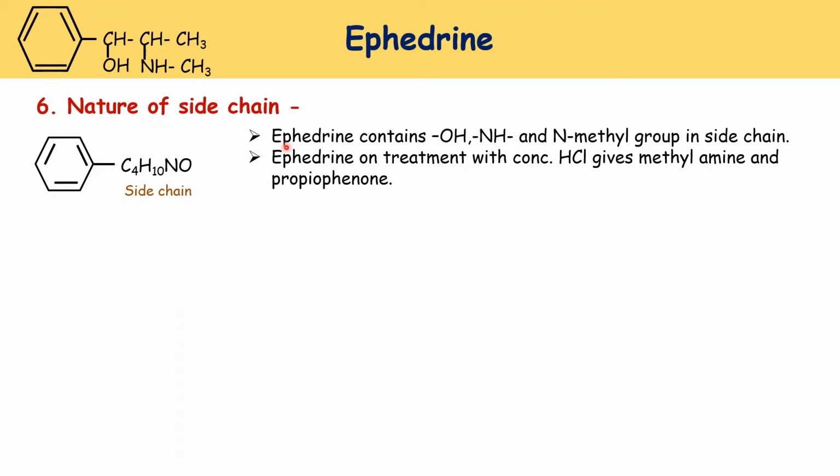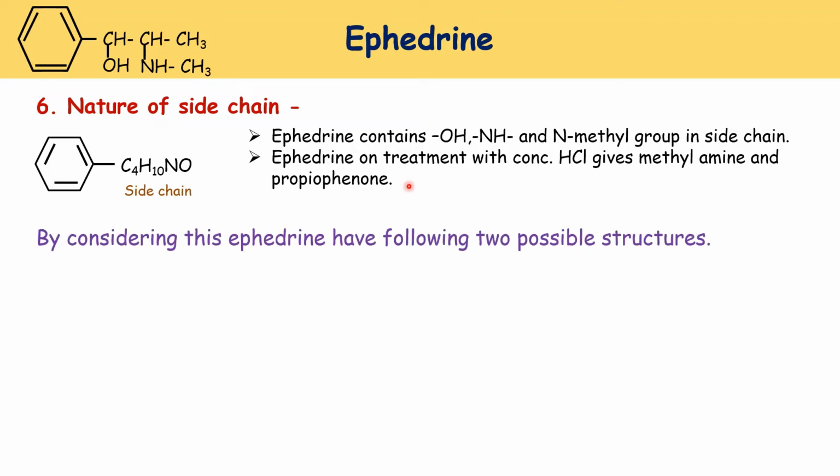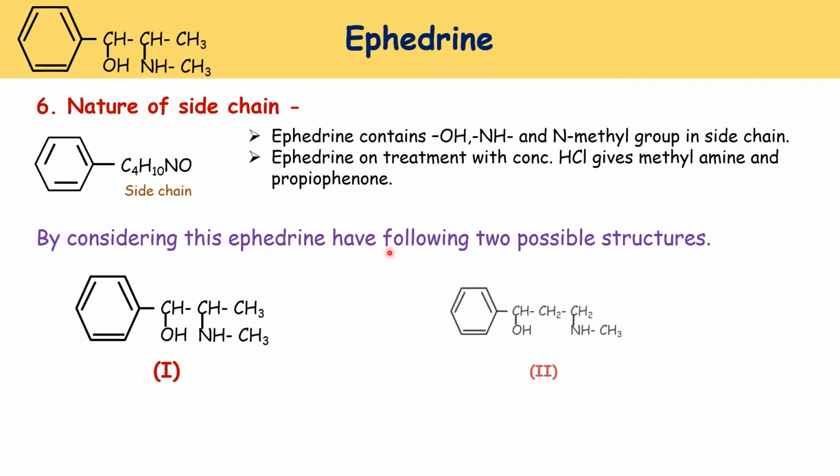Ephedrine contains an OH group, a secondary amino group and an N-methyl group in the side chain. Ephedrine on treatment with concentrated HCl gives methylamine and propiophenone. Considering this, there are two possible structures for ephedrine. These are the two possible structures.